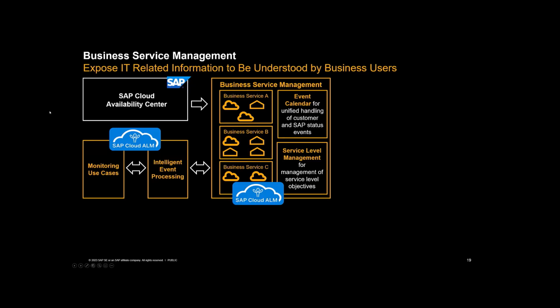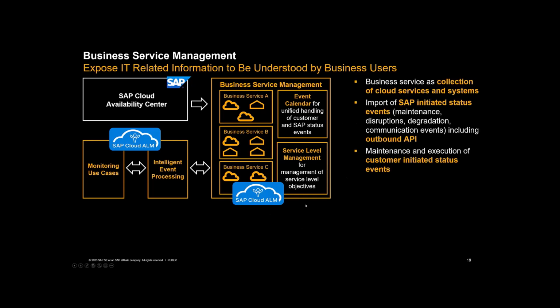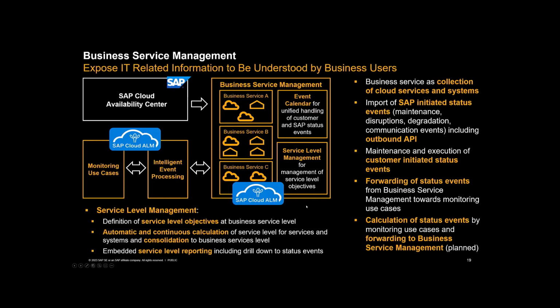How do we get this status information? Partially from SAP, from the Cloud Availability Center, and partially also from our own monitoring use cases, so that we consolidate this too. This means customers can consume what SAP anyway provides via the Cloud Availability Center, but they can also create their own events. For instance, I can say I have a maintenance period in my on-premise system, and then I can create an appropriate event. These events are shown in the so-called event calendar. Again, this is a consolidation from events on technical service level to business service level, and we also have service level management to react to this. Good, with this, I would switch once again to a demo.